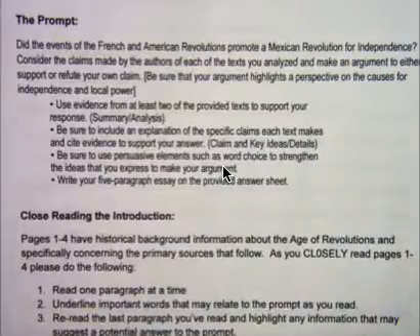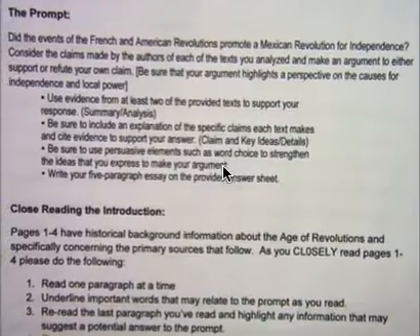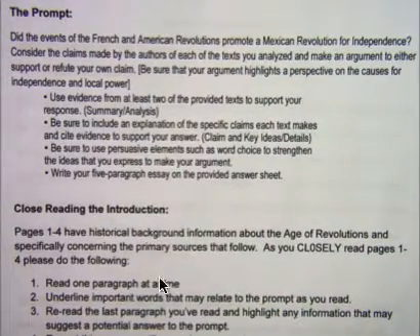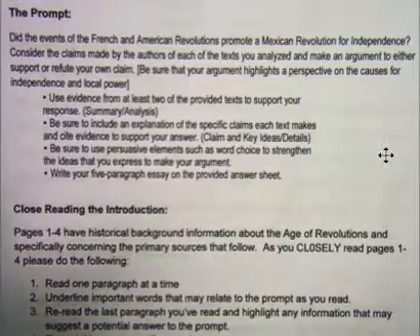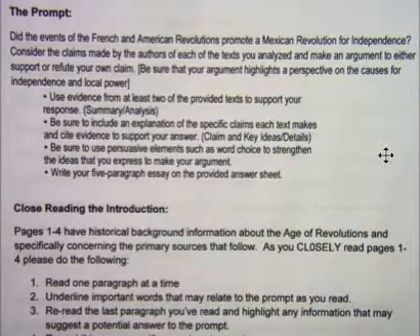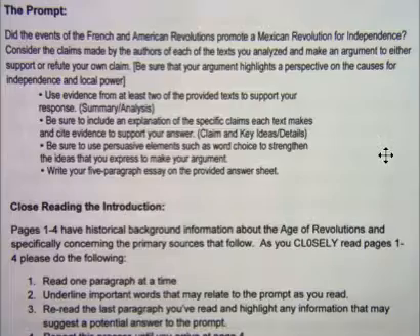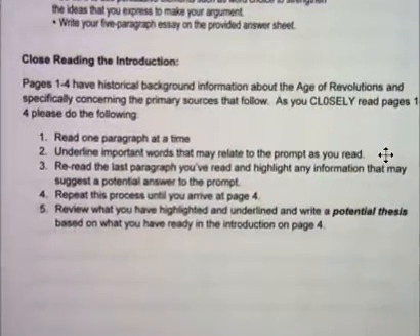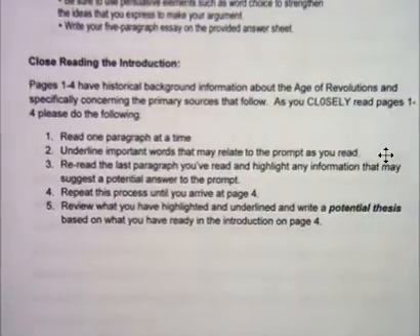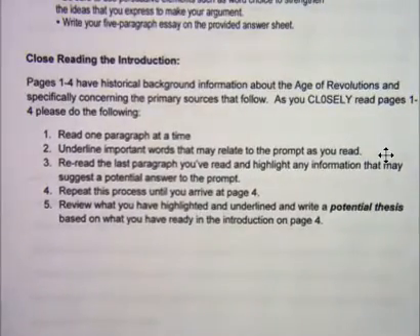And here's a reminder of the prompt that we're working with. It's concerning the Mexican Revolution. So what you need to be able to argue about here is whether the French and the American Revolution promoted a Mexican revolution for independence. So that is the question at hand, and you're going to be looking for information to support an answer one way or the other.